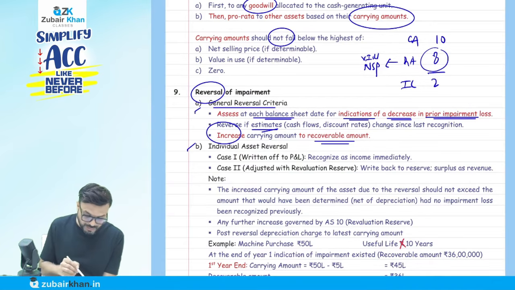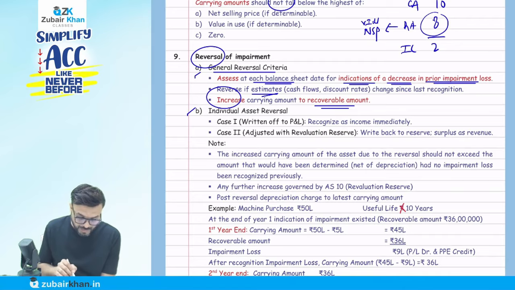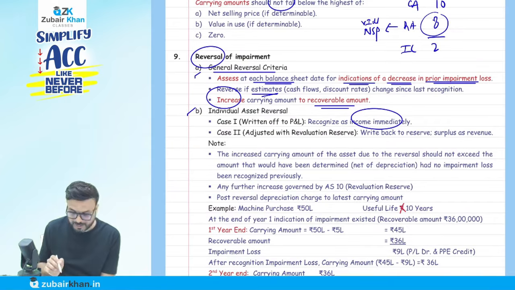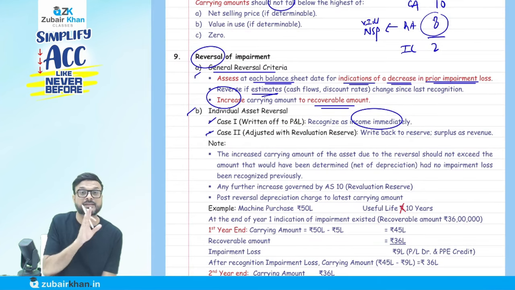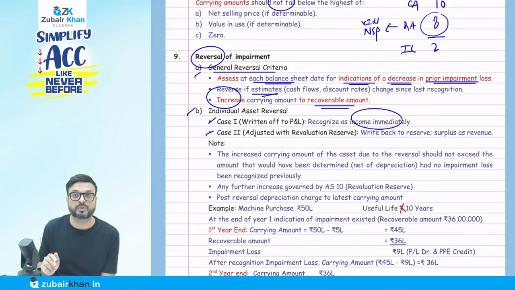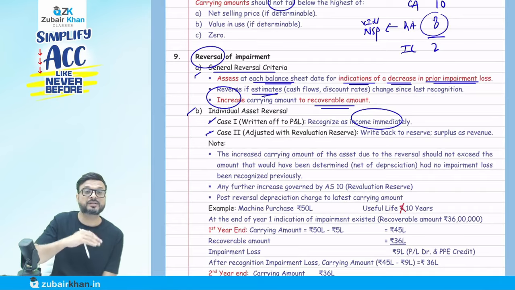But for individual asset reversal, this general rule is point number B. They say if you wrote it off to the P&L account, recognize the income immediately. What they are saying is, initially record P&L to asset, reverse asset to P&L. In the case where it was initially adjusted against the revaluation reserve, write back to reserve and surplus as revenue. So you adjust first against the reserve. Okay. You just have to reverse the entry that you have passed.